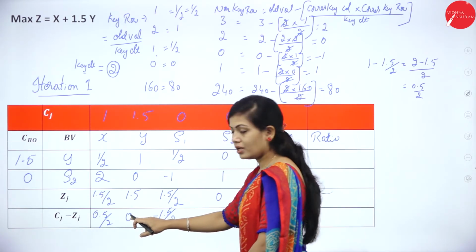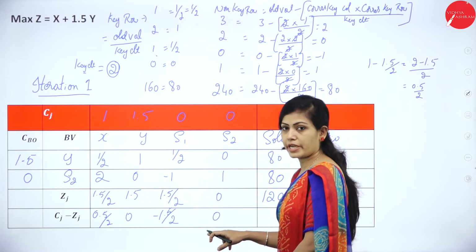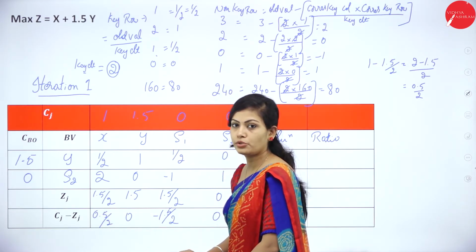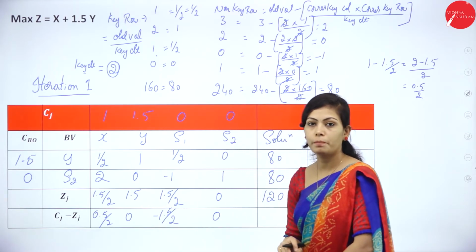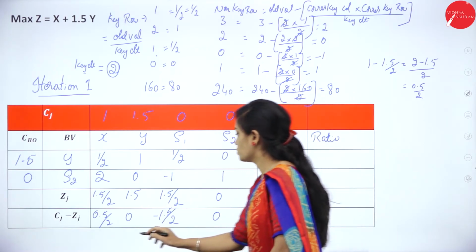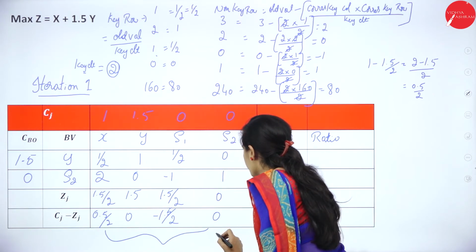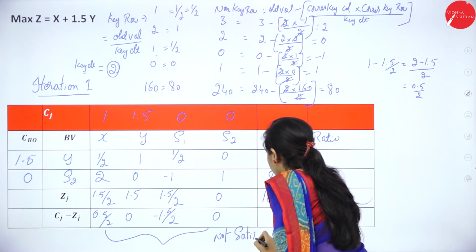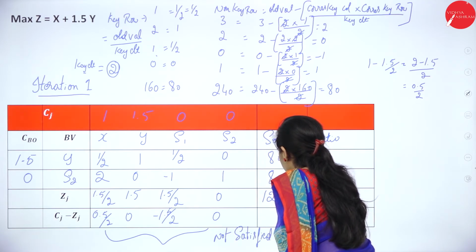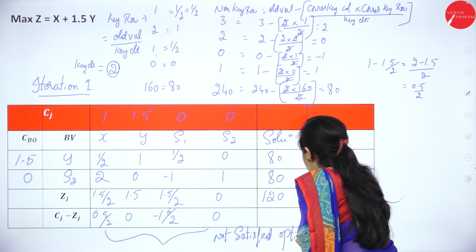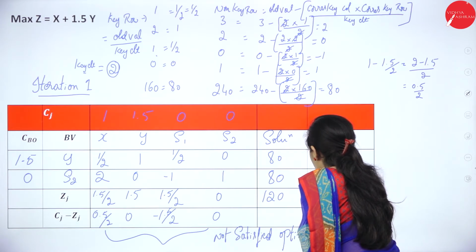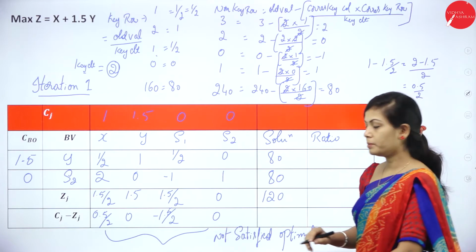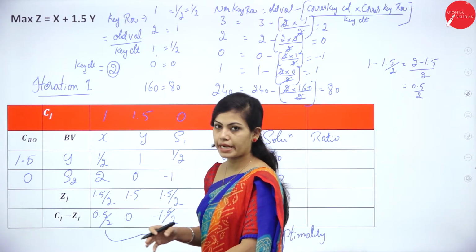So here all the three values are satisfying, but this first value is positive, 0.5 by 2. It is not satisfying the optimality condition again. Not satisfying optimality, then we can proceed for the second iteration.